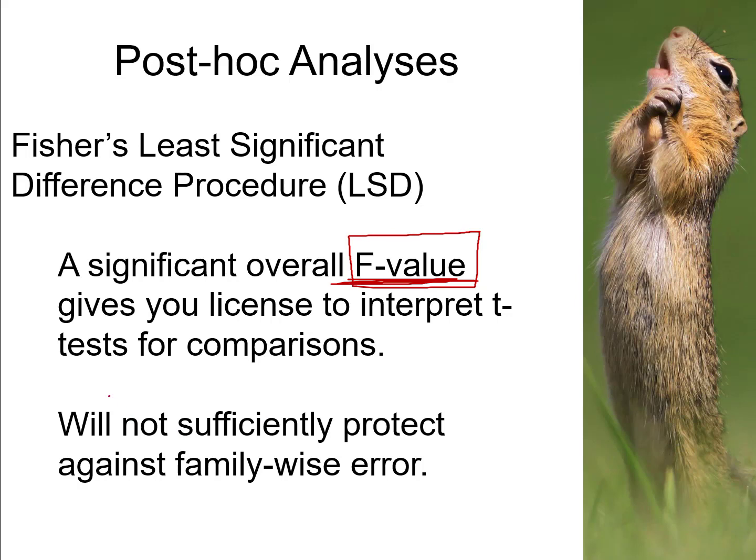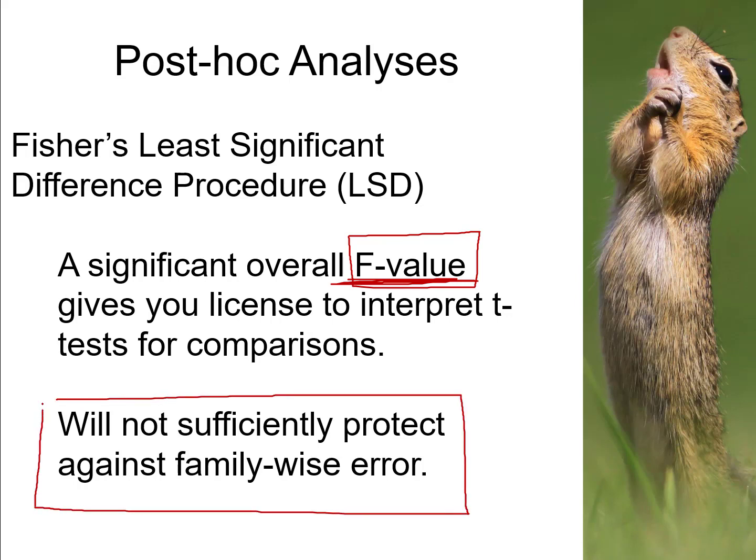Now, this approach will help protect us against family-wise error rate, but if we want to hold our family-wise error rate at 5%, it won't quite sufficiently do that. So it won't sufficiently protect us against family-wise error, although it certainly helps somewhat. So this is one option we could use, although one disadvantage of this option is that it doesn't sufficiently protect us against family-wise error.